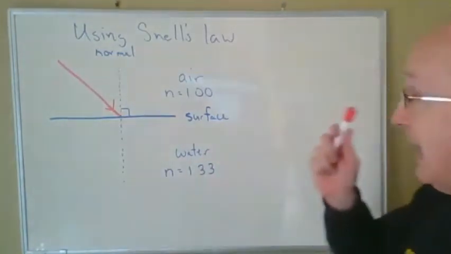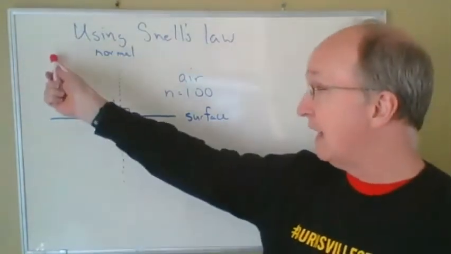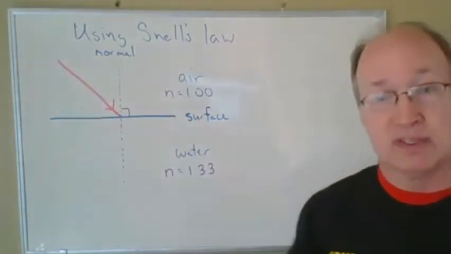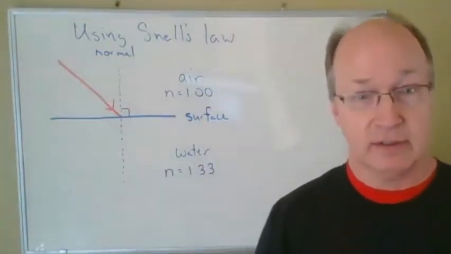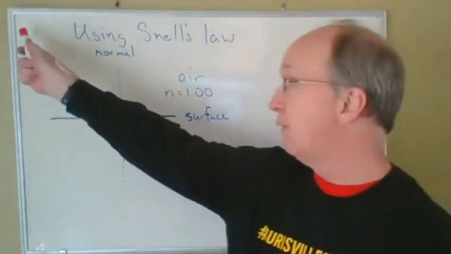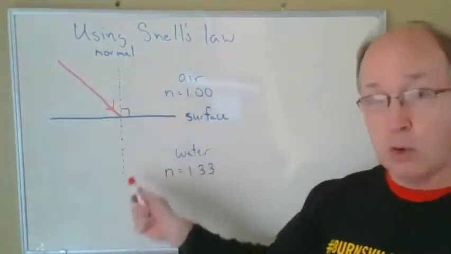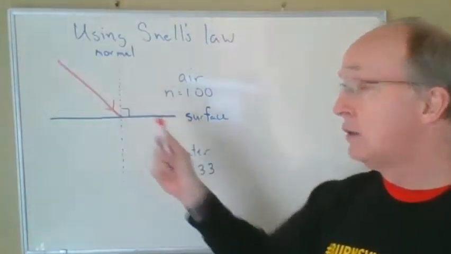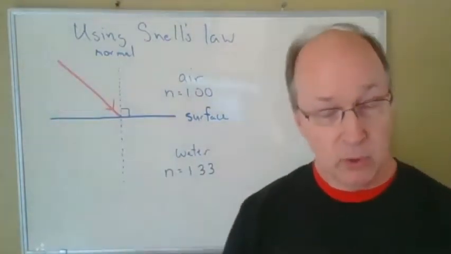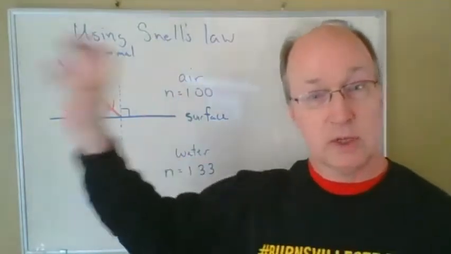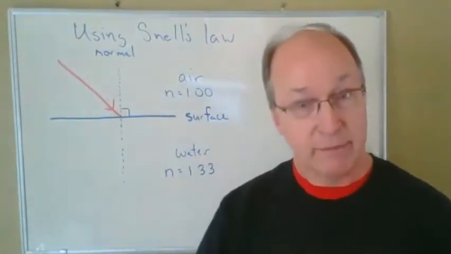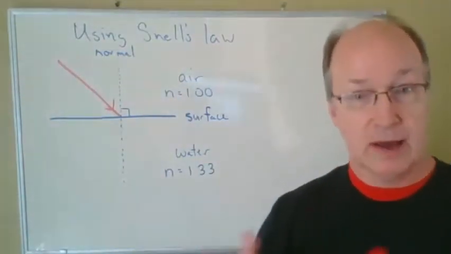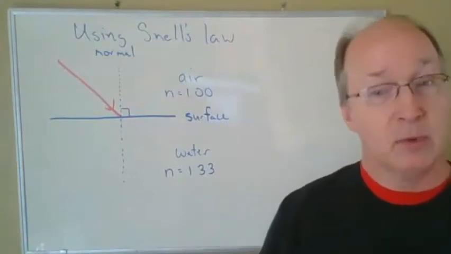In this particular case, we have a red line here representing the ray of light. So this light is coming from the air towards the surface with the water. Now that's important because where the light originates matters, because you have to know if the light's going to slow down or speed up. Now, how do we know that?